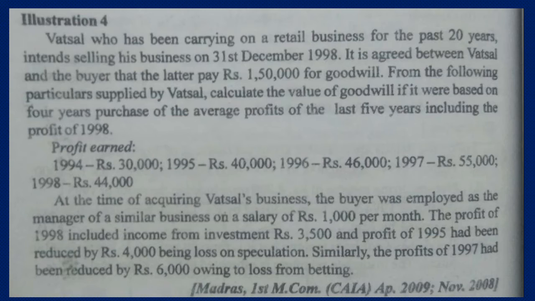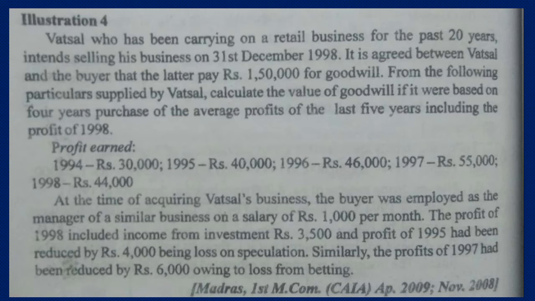From the following particulars supplied by Vatsal, calculate the value of goodwill based on 4 years' purchase of the average profit of the last 5 years, including the profit of 1998. First year, 1994 is 30,000, 95 is 40,000, 96 is 46,000, then 97 is 55,000. At the time of acquiring Vatsal's business, the buyer was employed as a manager in a similar business on a salary of 1,000 per month. So per month 1,000 means for the year it will be 12,000. So keep that in mind.